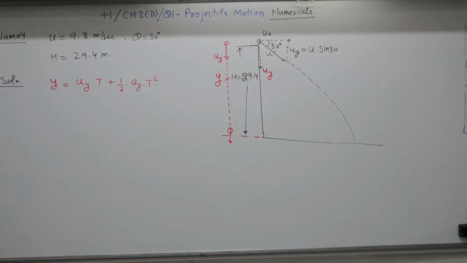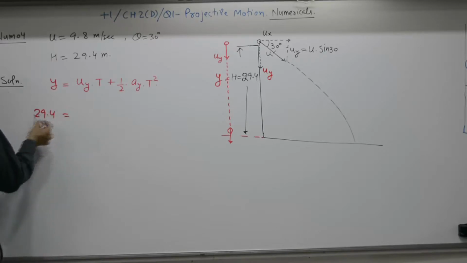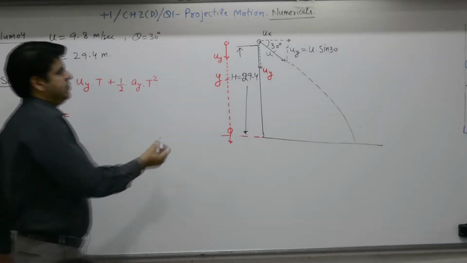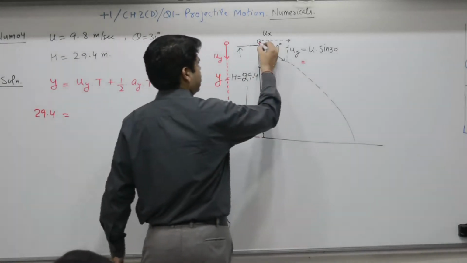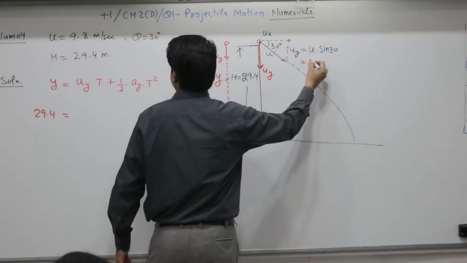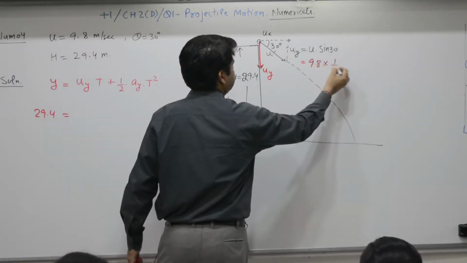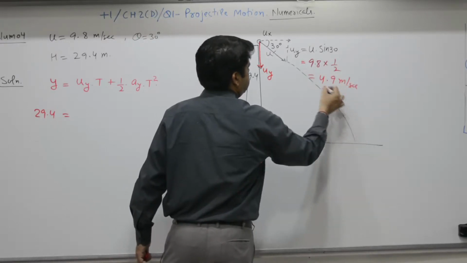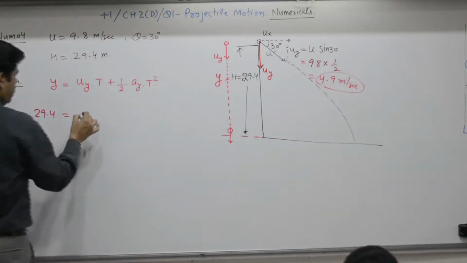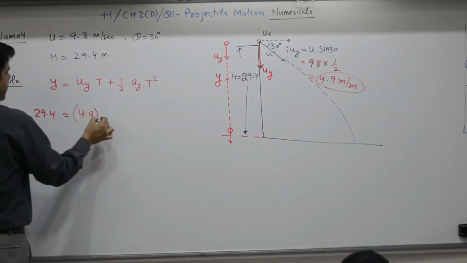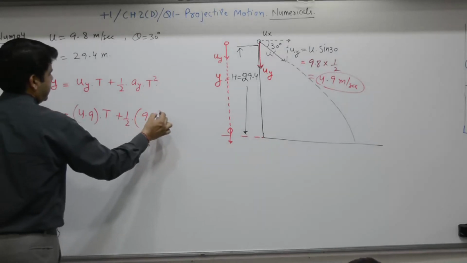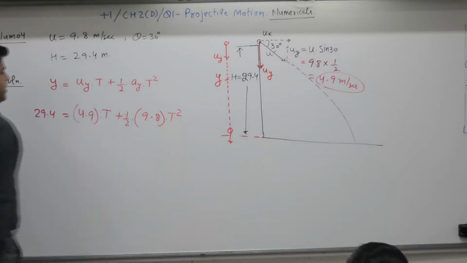Yes, y is equal to what? 29.4 downwards. So you can write plus, uy is also downward. How much? Uy is equal to u sine theta. U is how much? 9.8. Sine 30 is what? 1 by 2. What you get is 4.9 meter per second. So uy is what? 4.9. Time I don't know. 1 by 2, ay is what? 9.8 into t square.